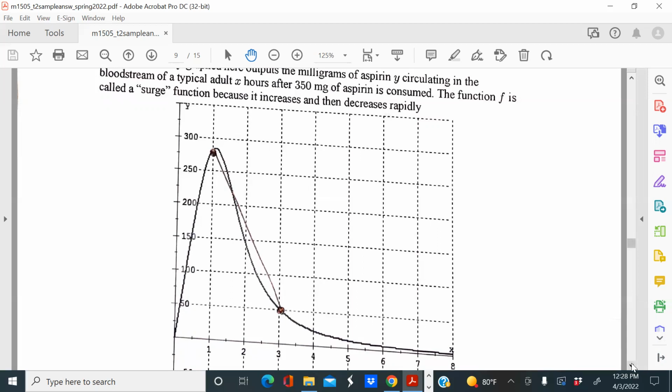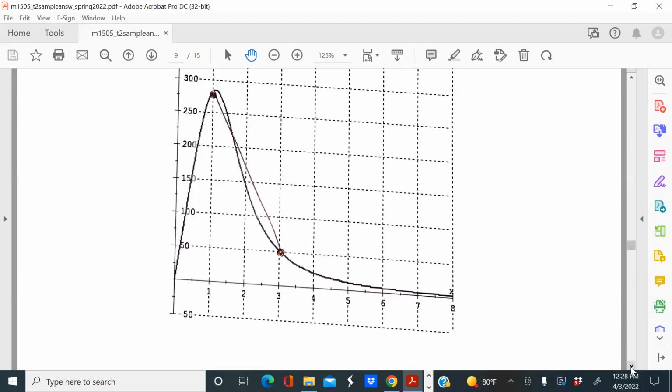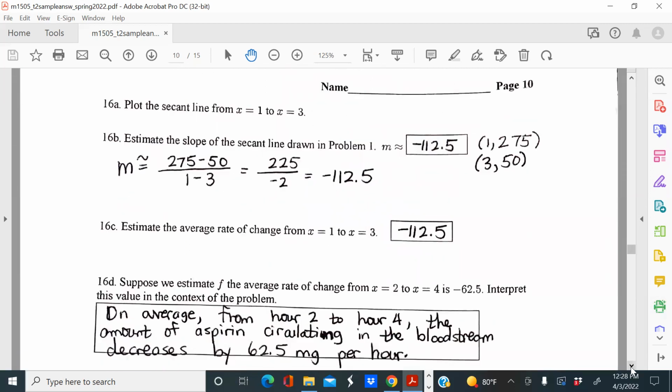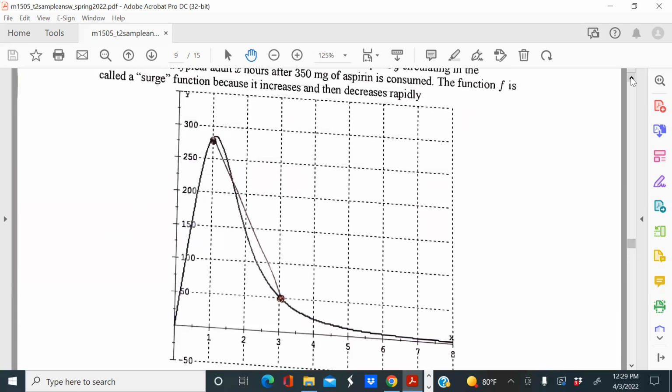All right, so now the curve here is the curve of the function. This line that I've drawn is something that I've superimposed on the graph, and that's because that's an answer to one of the questions here. So that's the very first question in this problem number 16 on the sample test. It says plot the secant line, x equals 1 to x equals 3. So the secant line for a curve is a straight line that connects 2 points on the curve.